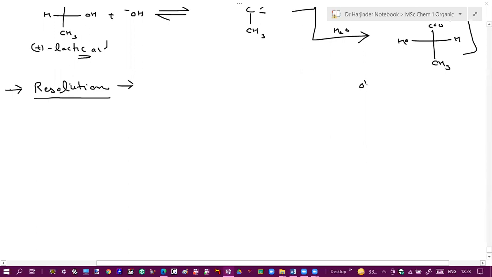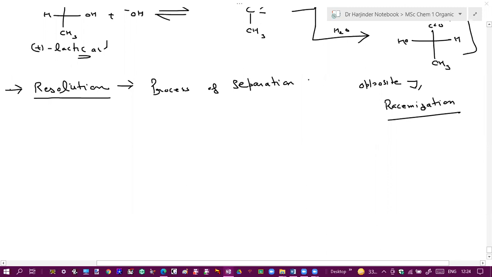Resolution is the opposite process as that of racemization. In racemization, you convert your pure enantiomer into racemic mixture or racemic modification. In resolution, it is a process of separation of racemic modification.